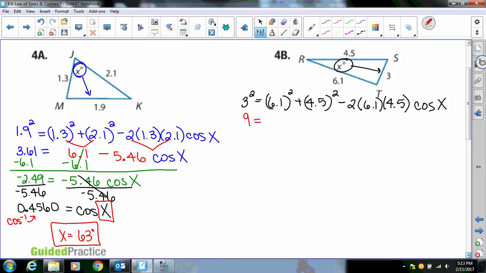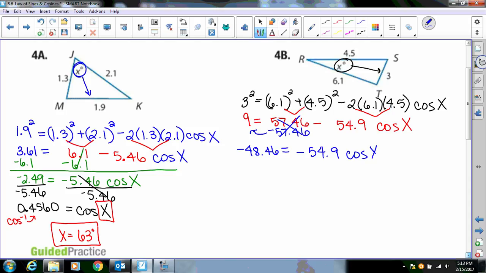So 3 squared is 9. This would give you 57.46, minus this would give you 54.9. And then bring down that cosine x. And then you're going to solve. You're going to subtract this 57.46 over to both sides. To save on time, I'm going to just write what that is. Bring this down. Those cancel. Negative 54.9 cosine x. Then we're going to divide both sides by negative 54.9.